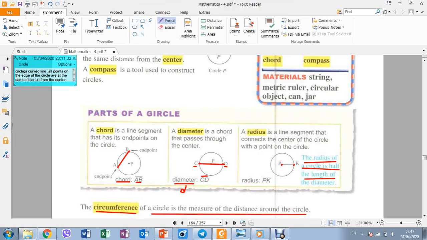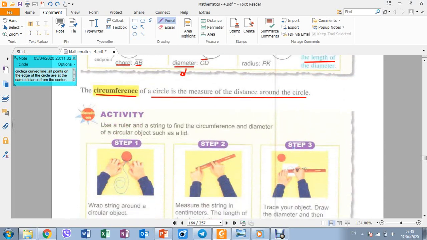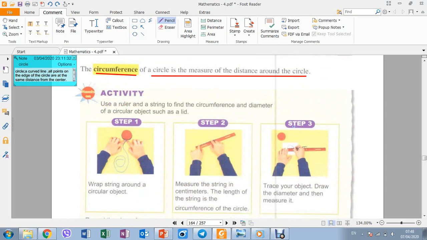Look, when we measure the distance around the circle, or the edge distance, this is called what? Circumference. When we measure this distance, it's called what? Circumference. Now we have this activity. It shows us how to use the rulers to measure circumference. Use a ruler and string to find the circumference and diameter of circular objects, such as a lid. So look at this video.